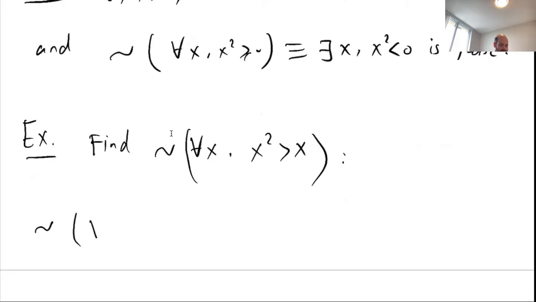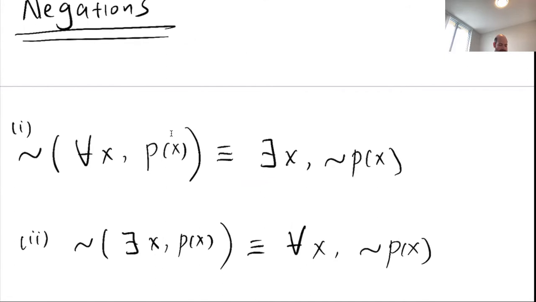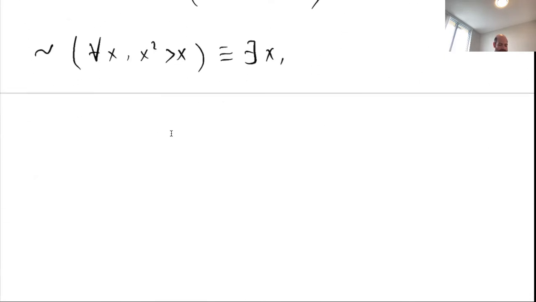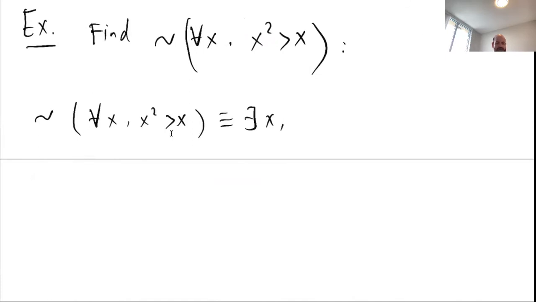The negation of "for each x, x squared is bigger than x" is the same as there exists x, right? Again, look at the first identity. The negation of for each x P of x is there exists x with negation P of x. P of x is here x squared bigger than x. What is the negation of x squared bigger than x? If x squared is not bigger than x, it means x squared has to be less than or equal to x.